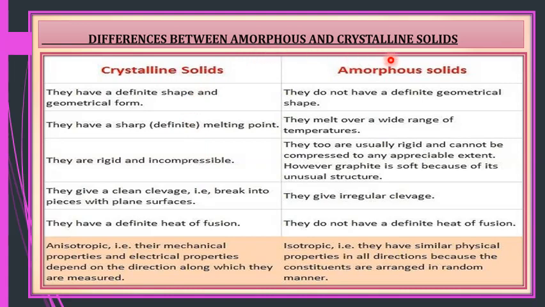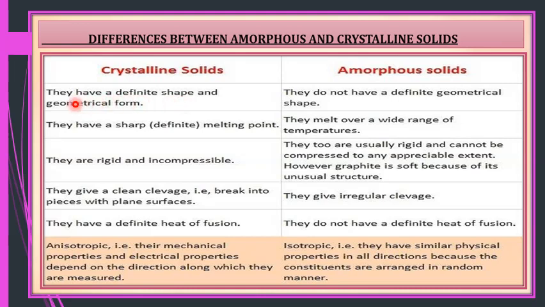Crystalline solids have a definite shape and a geometrical form. Amorphous solids do not have a definite geometrical shape. Crystalline solids have a sharp, definite melting point because they have a three-dimensional structure. Amorphous solids melt over a wide range of temperatures, that's why they don't have a sharp melting point. Crystalline solids are rigid and incompressible. Amorphous solids too are usually rigid and cannot be compressed to any appreciable extent.